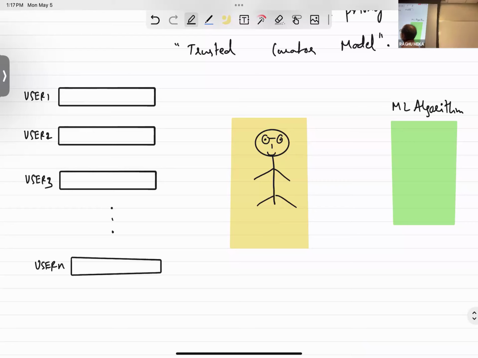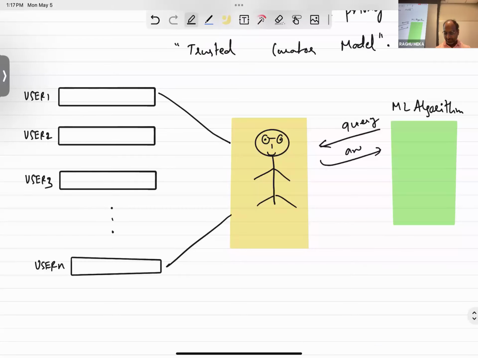Okay. Now, the ML algorithm is going to give a query to the curator, and then the curator is going to look at the data set and then give an answer. Okay. And this process repeats: query and answer and so on. Okay. So this is both literally and figuratively a caricature. The actual thing can be much more nuanced. But let's start with this basic setup and we'll see what kind of things we can do.